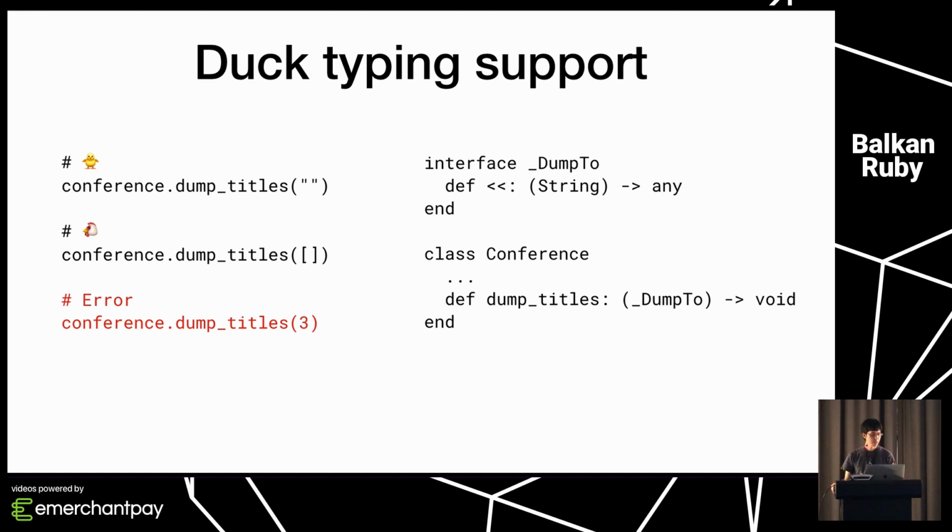And it detects more than the duck typing. So if you give an integer to the method, it reports an error. Because the shift operator of integer is a bitwise left shift operator, it needs an integer argument. But the _Dump2 interface requires it should be a string, so it will be a type error, and Steep detects it.